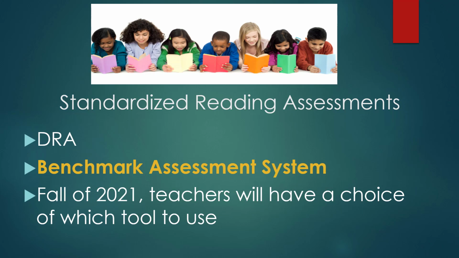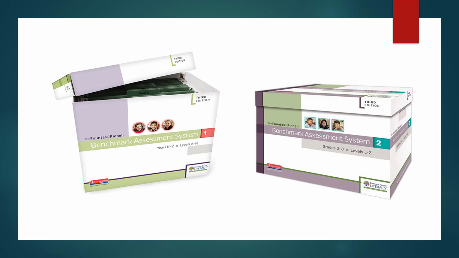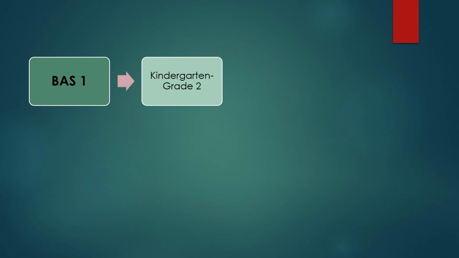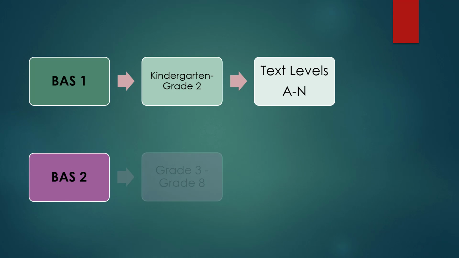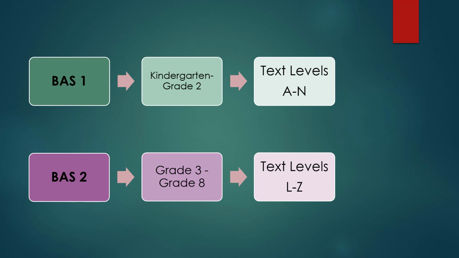In the fall of 2021, teachers will have a choice of which tool to use. The Benchmark Assessment Systems will come as boxed kits to your school. There's a kit for BAS 1 and a kit for BAS 2. BAS 1 is used in kindergarten to grade 2 classrooms. Within the kit, there are texts, and they are leveled A through N. BAS 2 is used in classes grade 3 to grade 8 and includes texts that range from L to Z.